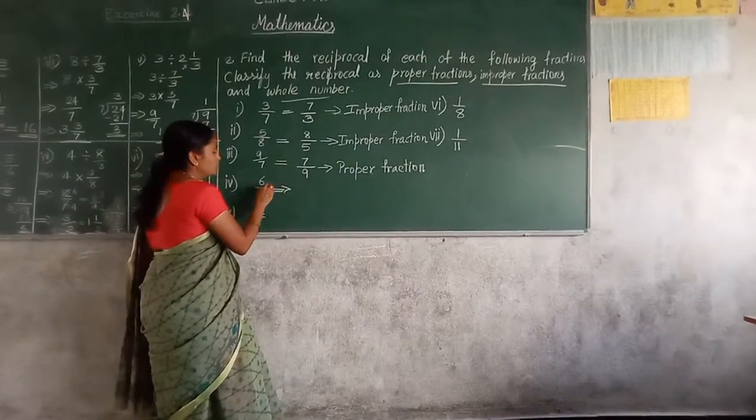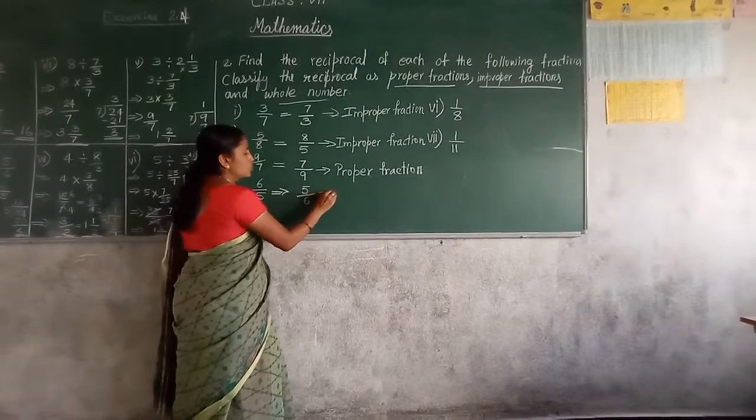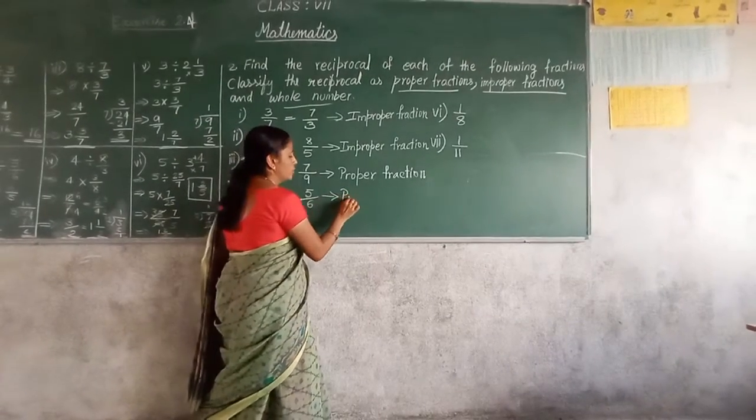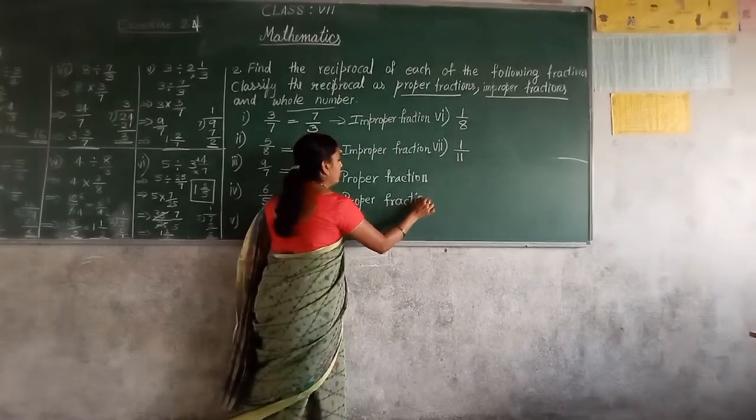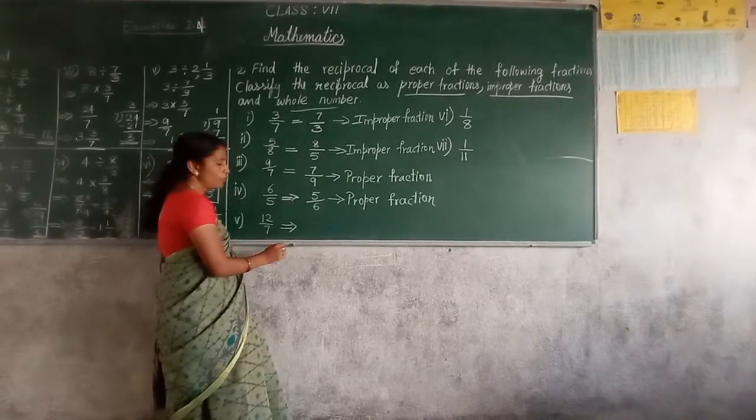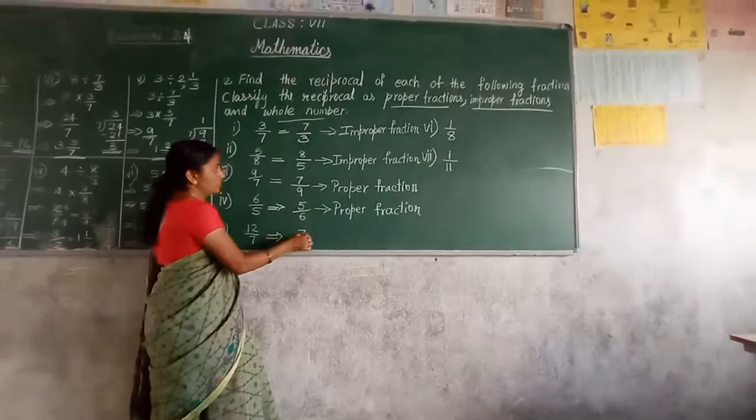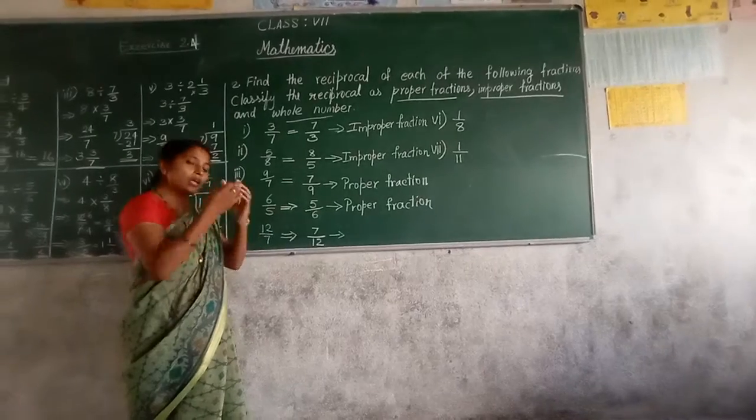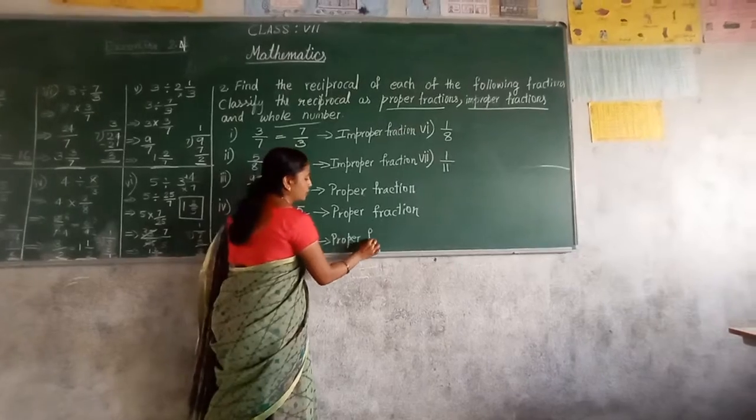Next, here 6 upon 5, 5 becomes the numerator, 6 the denominator. So it is also proper. The numerator is small, the denominator is big. So you can write proper fraction. Now let us switch on to the second one. 12 upon 7. 12 becomes the denominator, 7 becomes the numerator. So it also looks proper. The numerator is small, the denominator is big. So you can write proper fraction.